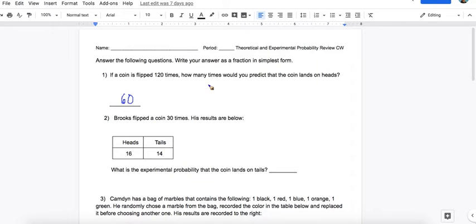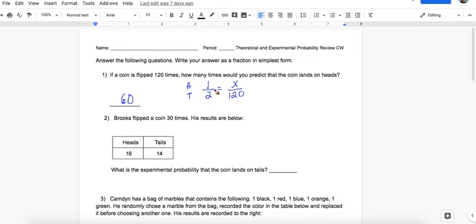Or yet another way is to say, okay, the probability is 1/2. So 1 out of 2 for heads. So this would be heads, and this would be your total. Then if you flip the coin 120 times, how many times would you expect to land on heads? So you could solve a proportion. 2 times what is 120? 60, and 1 times 60 is 60.